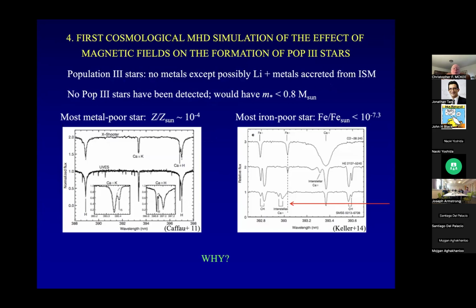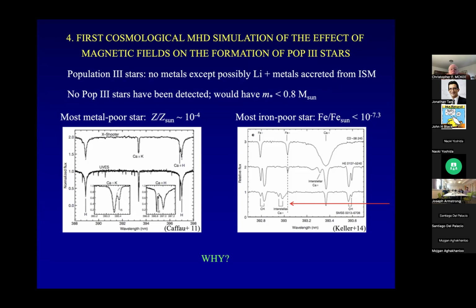Okay, so this simulation was really to try to see the effect of magnetic fields on the formation of population 3 stars. So these stars have no metals except possibly lithium plus metals secreted from the interstellar medium. So no population 3 stars have been detected. They would have a mass less than 0.8 of a solar mass.